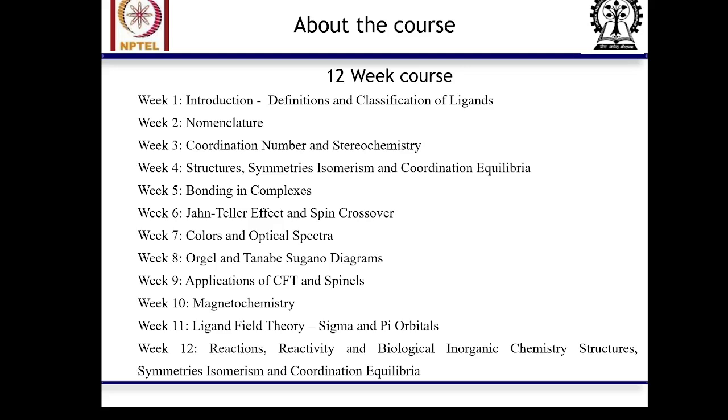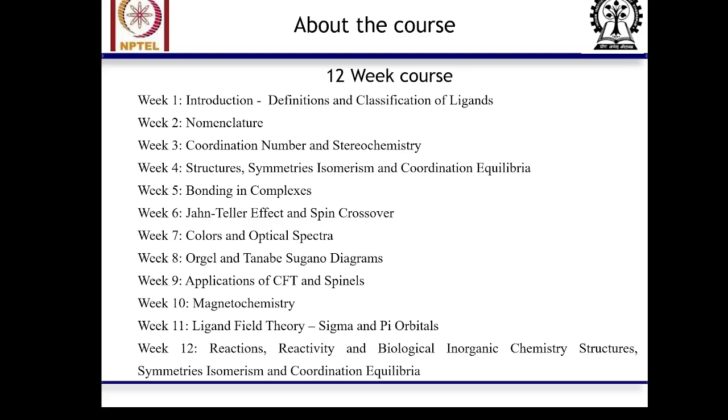In week four, we discussed isomerism. In that we discussed structural isomerism and stereoisomerism, and a little bit about coordination equilibria, the stepwise formation constant and overall formation constant, and the Irving-Williams series. From week five, we started discussing bonding in complexes. We discussed in detail the valence bond theory, why it is called valence bond theory, and a little bit about the crystal field theory, why it is called crystal field theory, and how they are helpful to describe the properties of coordination complexes.